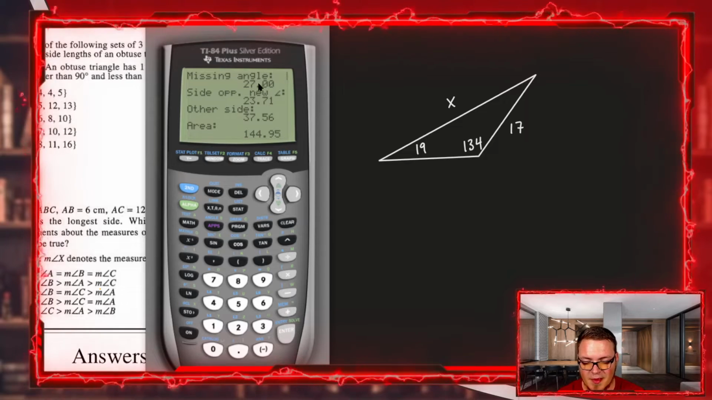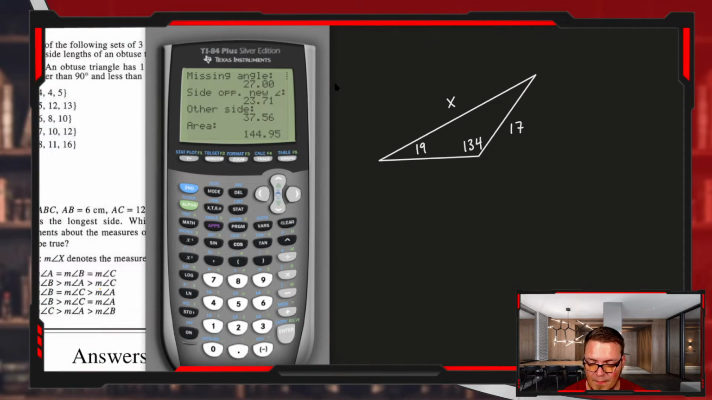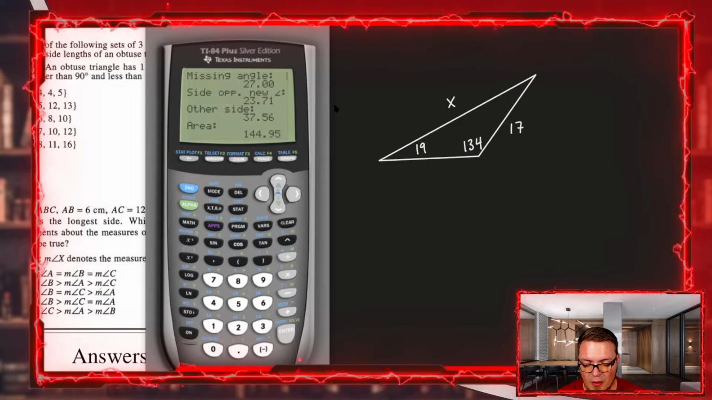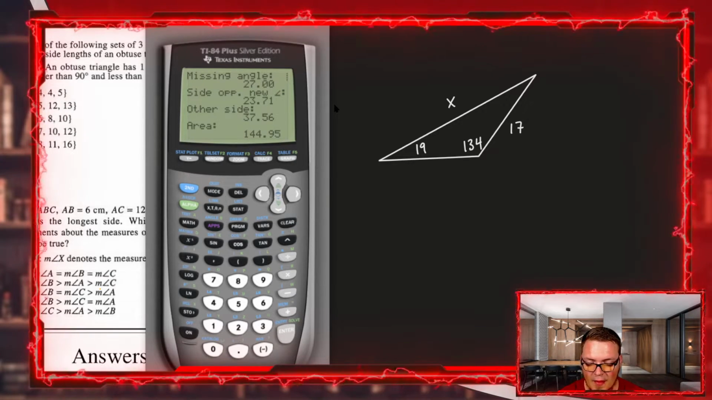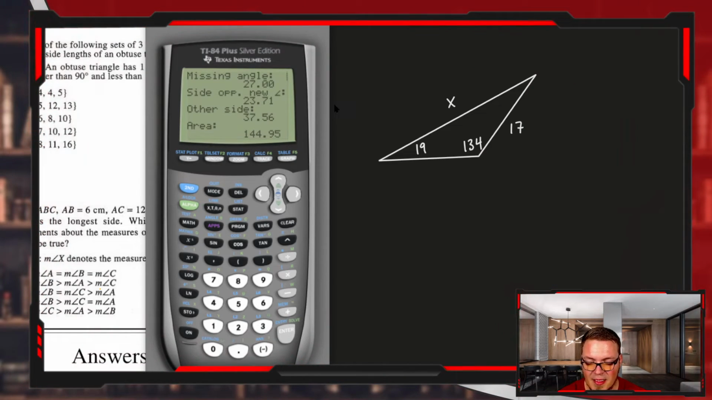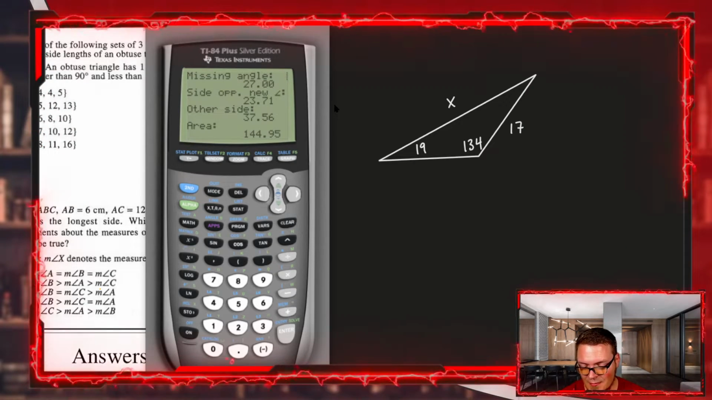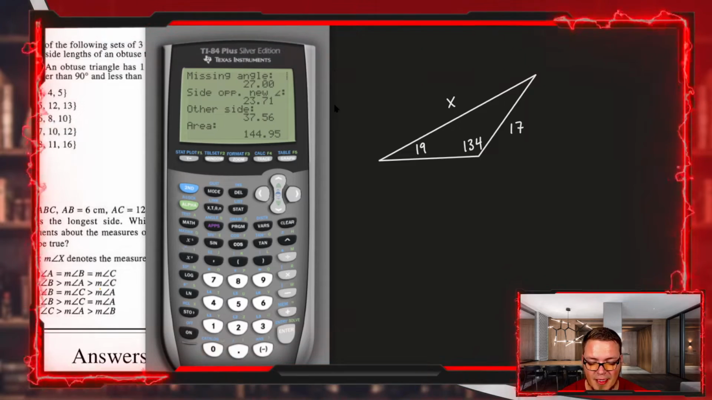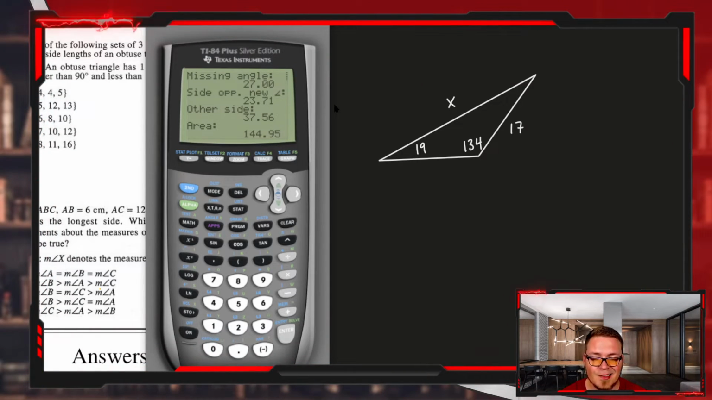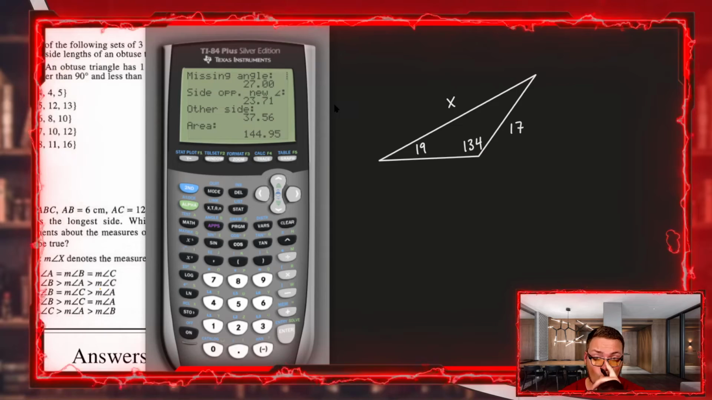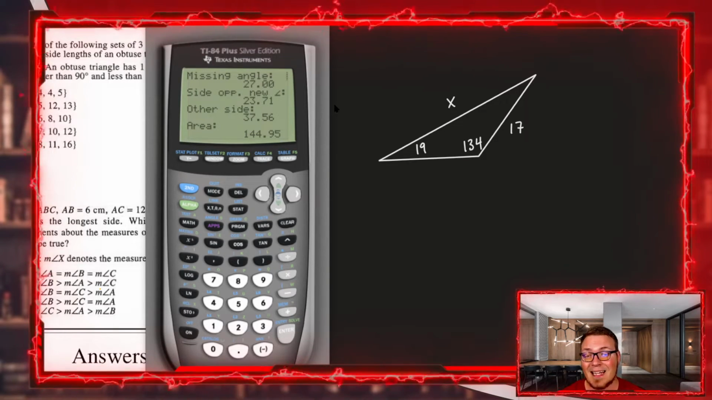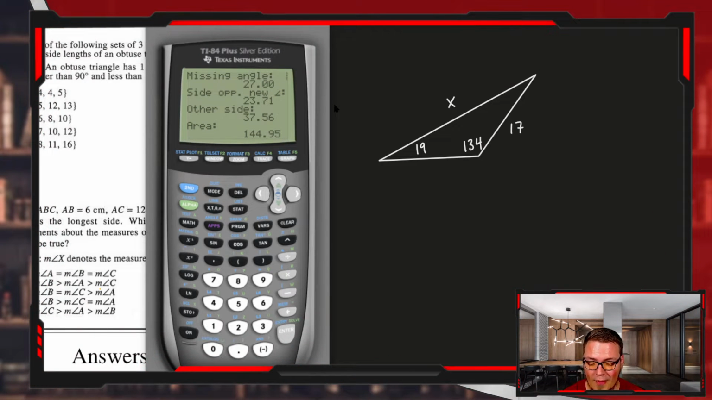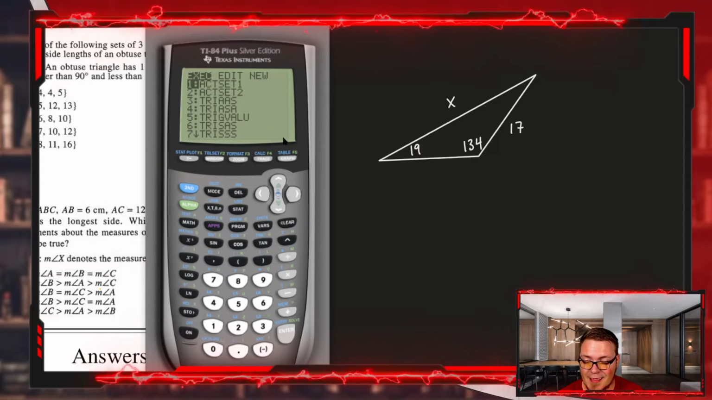Sure enough, the missing angle in the top right is 27. The side opposite that new angle, which would be down here on the bottom, is 23.7. And then the other side, labeled X, is 37.56. So that's all the missing information for the triangle. And last but not least, the area for this particular triangle would be 144.95. So that's kind of an example of what you could be looking at when you have an angle, angle, side triangle.